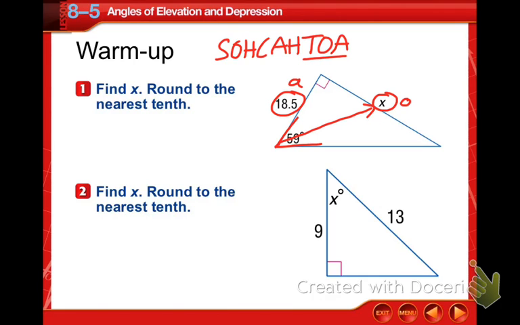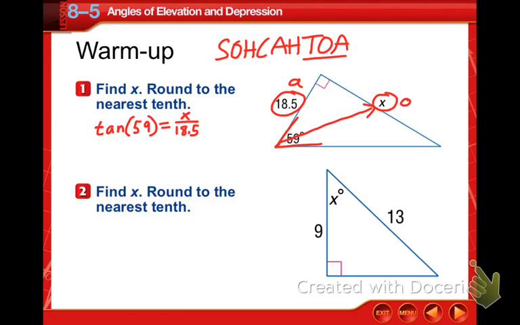So we're going to use tangent of 59 degrees equal to our opposite, which is x, we don't know yet, over 18.5. Now the first step here is to get x all by itself.